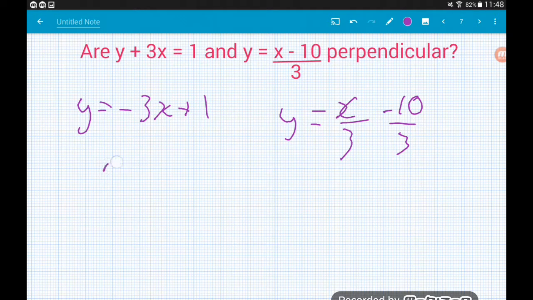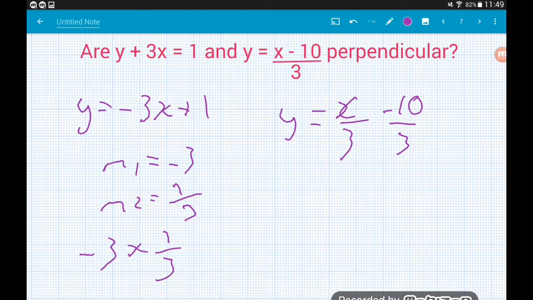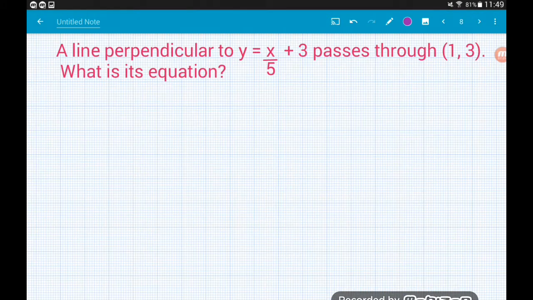Now let's write down what we've got. The gradient of the first line, m1, is -3. The gradient of the second line is 1/3. Let's see what happens when we multiply those. -3 times 1/3 gives us -3 over +3, which does indeed give us -1. So yes, the two lines are perpendicular because their two gradients multiplied together give us -1. Job's a good one.